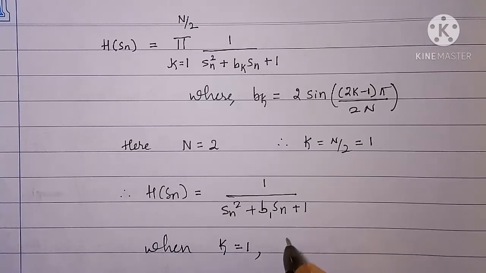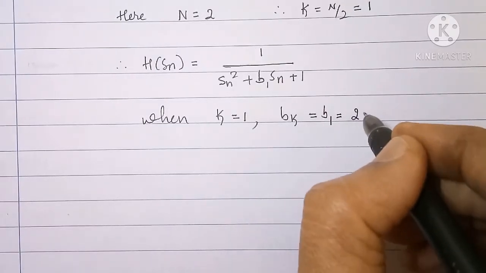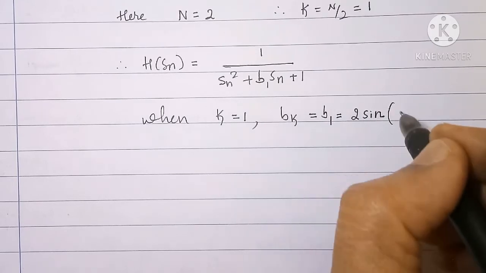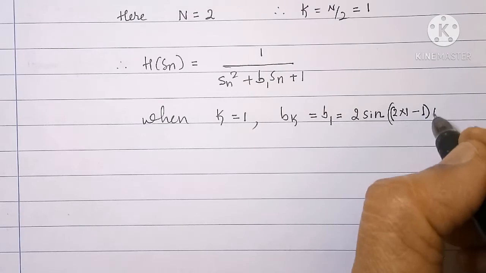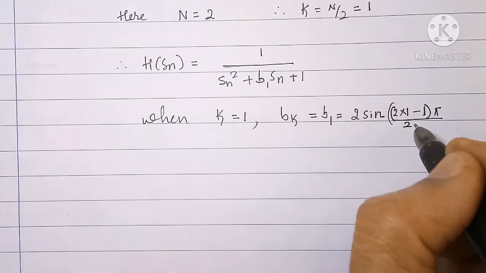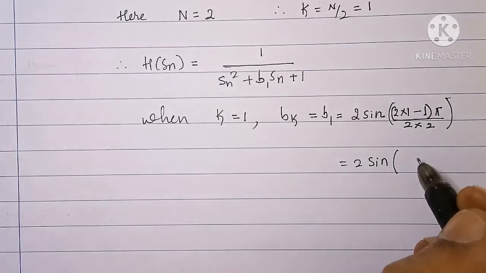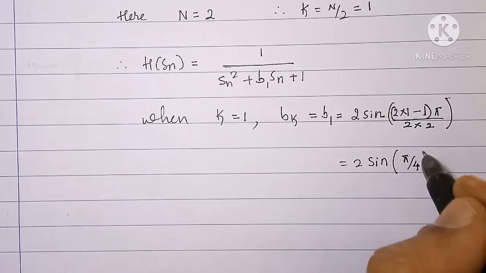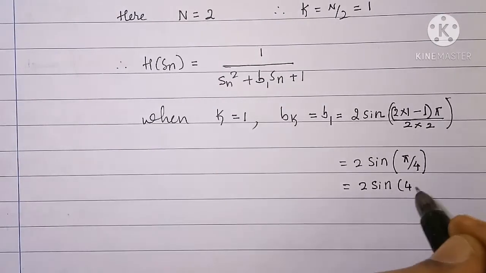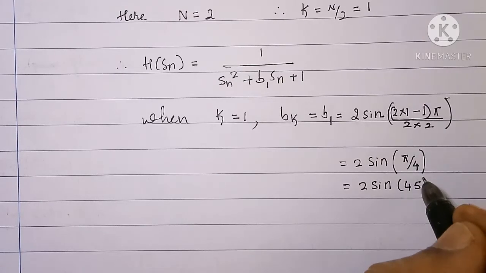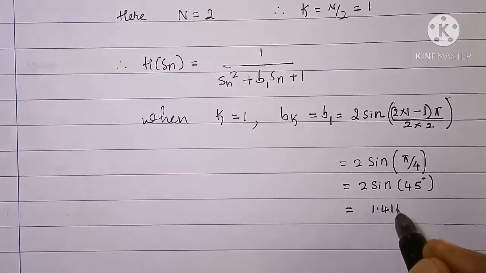When k is equal to 1, bk will be equal to b1, that is equal to 2 times sine of (2 into 1 minus 1) into pi upon 2 into 2, that is equal to 2 times sine of pi by 4, that is 2 times sine of 45 degree, that is equal to 1.4142.